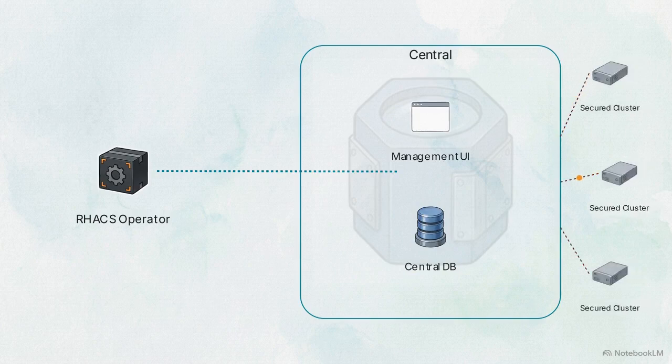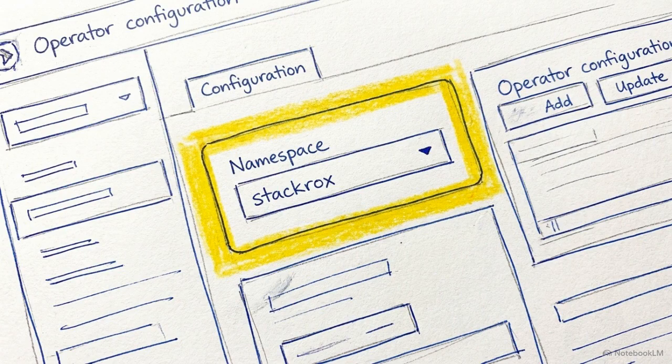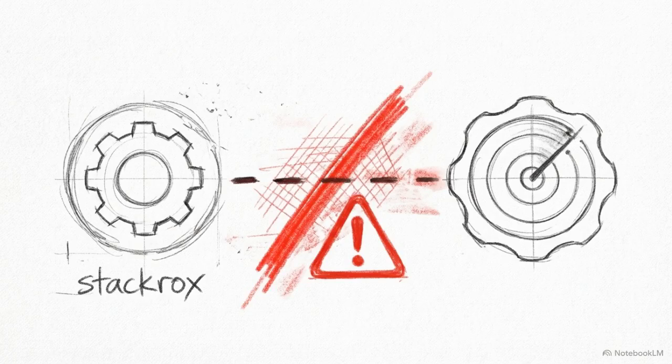Central is the management interface and the primary Postgres database for your entire security architecture. You must create a dedicated project for this deployment. In the namespace dropdown, ensure you have selected StackRox. This prevents the system from reporting vulnerabilities for RHACS's own internal processes.